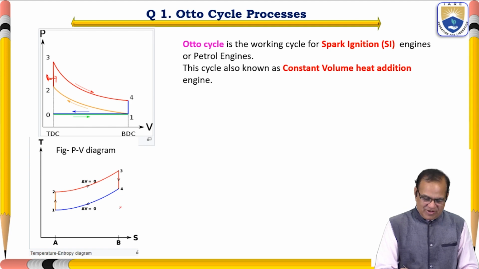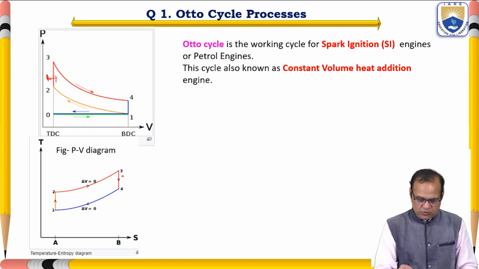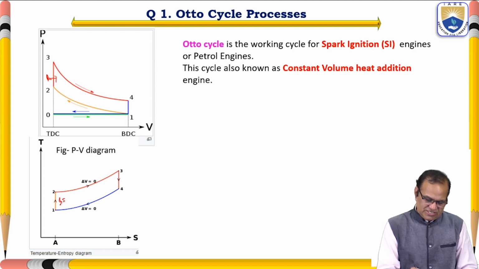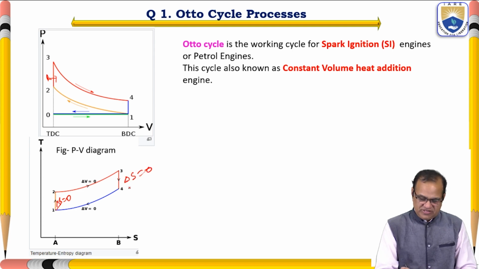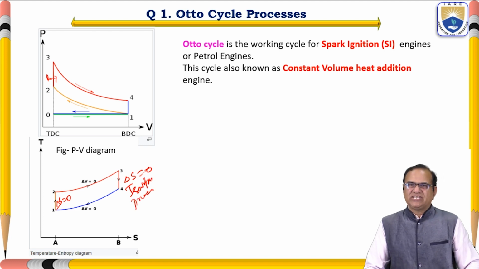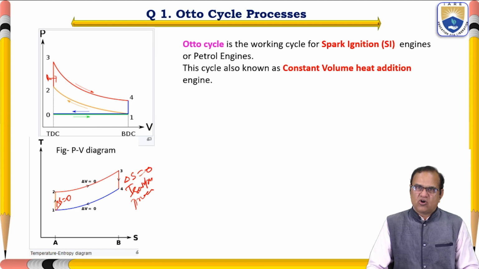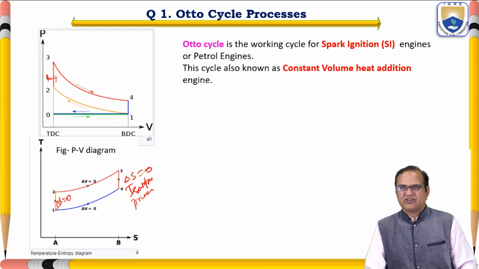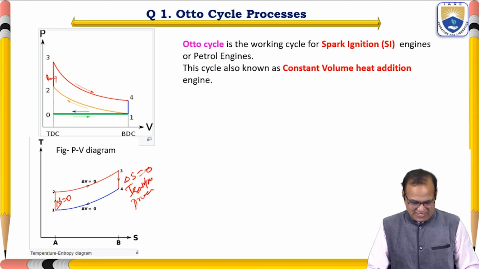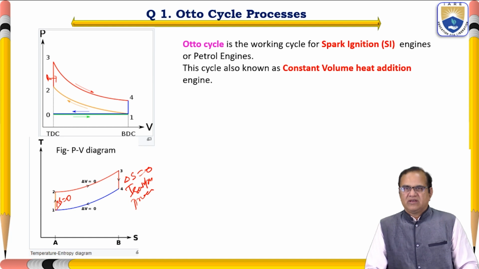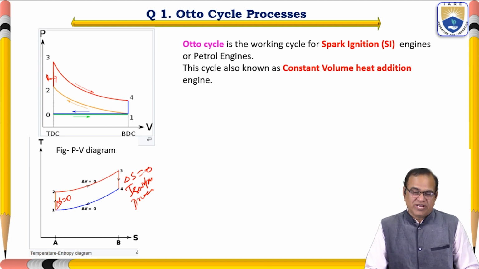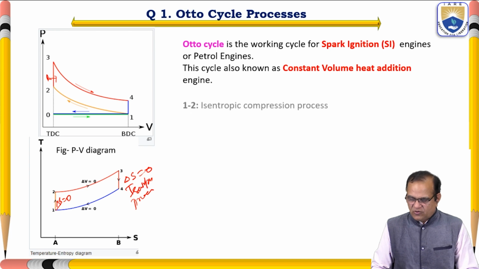If you see the TS diagram also, 1 to 2 is compression. 2 to 3 is constant volume. Here delta S is constant, and here also delta S is constant. So these are isentropic processes. 1 to 2 is isentropic compression, 2 to 3 is isochoric heat addition, 3 to 4 is isentropic expansion, and 4 to 1 is isochoric heat rejection. So these are the 4 processes.